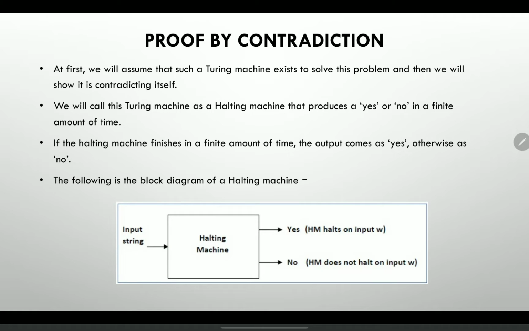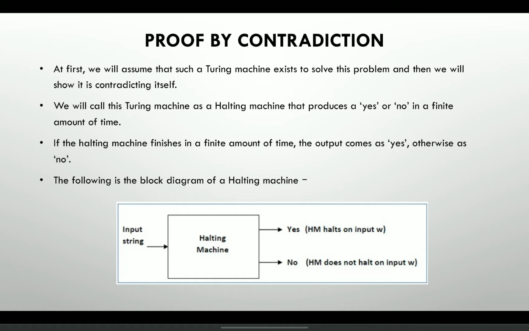To prove that the halting problem is undecidable, we use the method of proof by contradiction. At first, we will assume that such a Turing machine exists to solve this problem, and then we will show that it is contradicting itself. We will call this Turing machine the halting machine, which produces yes or no in a finite amount of time. If the halting machine finishes in a finite amount of time, the output comes as yes, otherwise as no.